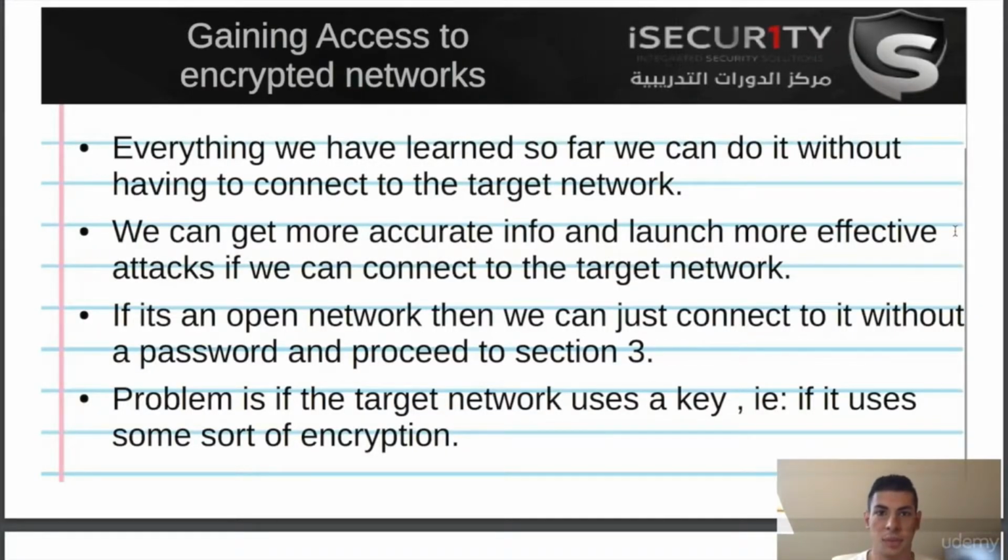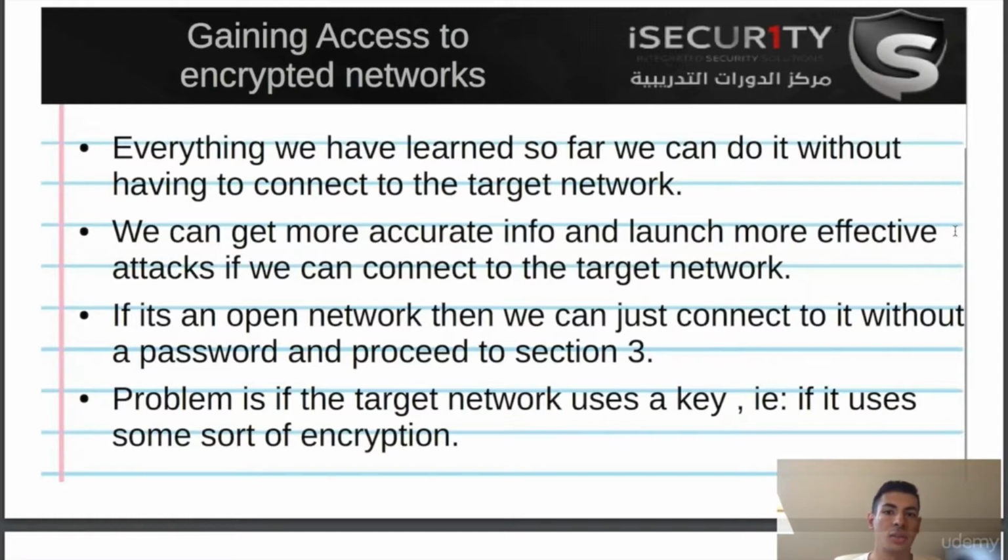So far, everything we've done, we didn't need to connect to any network to do it. The good thing about connecting to a network is you'll be able to launch more powerful attacks and get more accurate info when you connect to it. Now, if the network doesn't use encryption, if it's an open wireless network, then you can go ahead and connect to it, and then in section 3, you can sniff unencrypted data. If the network is a wired network, then you can connect to it using your wire, or after you connect to it with the wire, maybe you need to change your MAC address to something else so that you can connect. The main problem is if the network uses encryption, such as WEP, WPA, or WPA2.